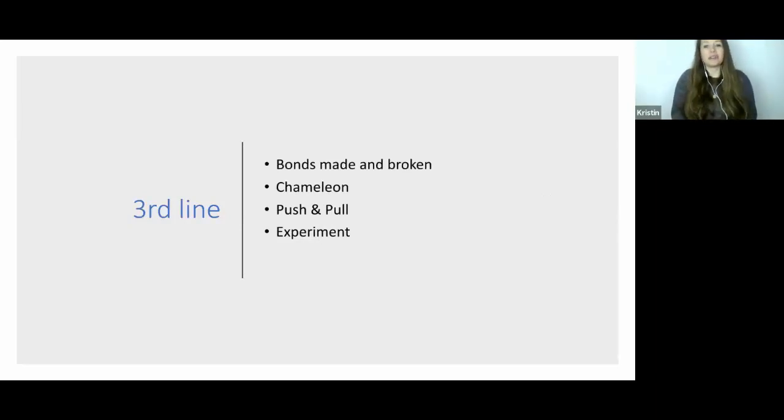The third line profile, and again, I'm speaking from experience here, it can get you in a little bit of trouble. I'll just say that, okay? We call it bonds made and broken. Okay, so enough said, right? No, I'm joking. But the third line is great at making bonds because it has this chameleon aspect to it.